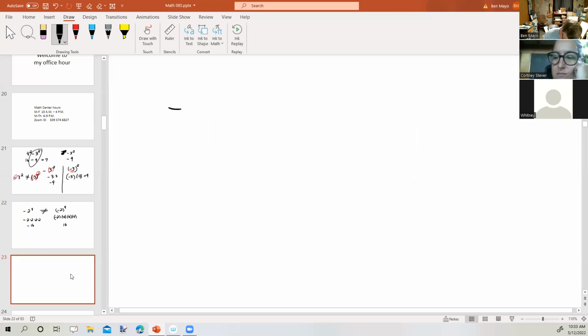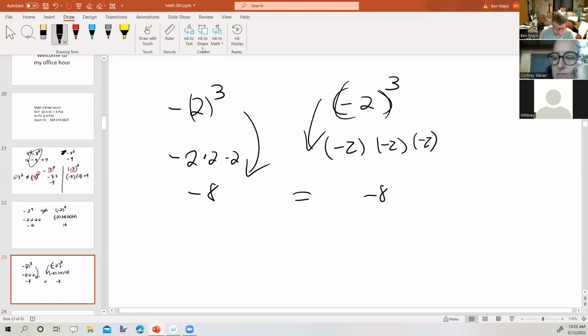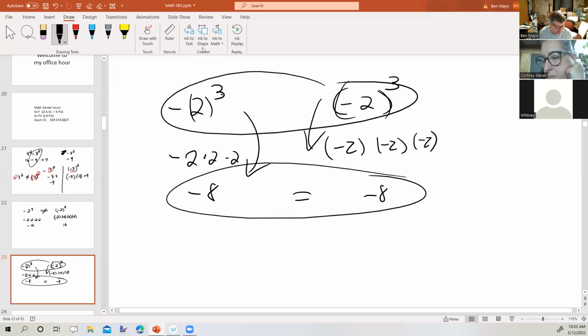Now, suppose we've got this, however. These are different expressions. The first one is 2 times 2 times 2 with a negative sign in front. The second one is negative 2 times negative 2 times negative 2. You get the same answer, but the process of getting there correctly is different. Here, the base is 2. Here, the base is negative 2. But because it's an odd exponent, you end up with the same answer. But these initial expressions are not the same. They mean different things. All right.